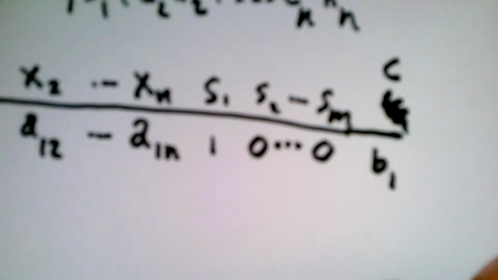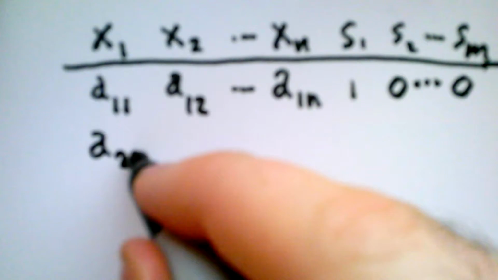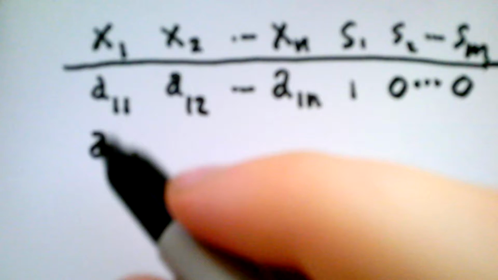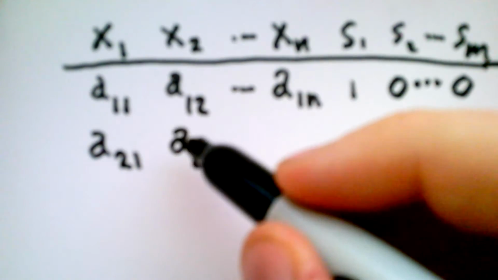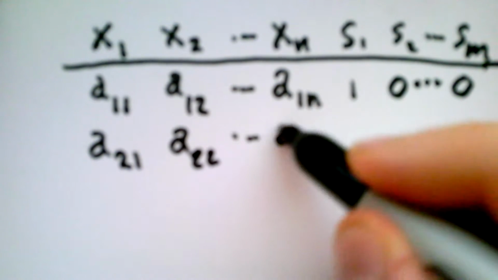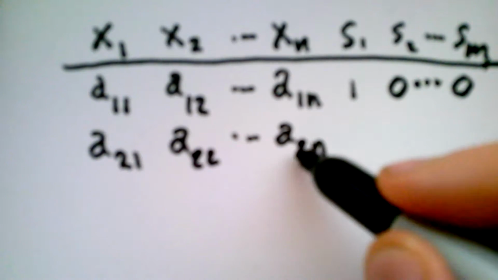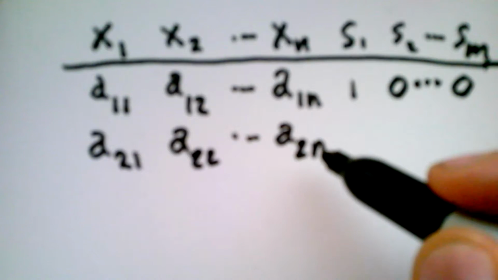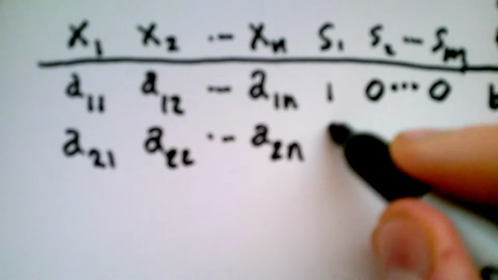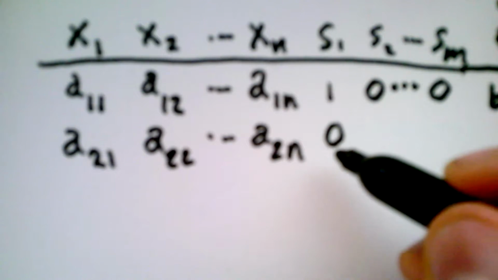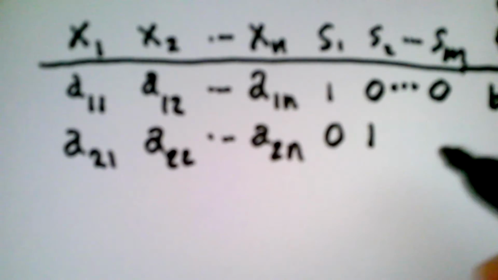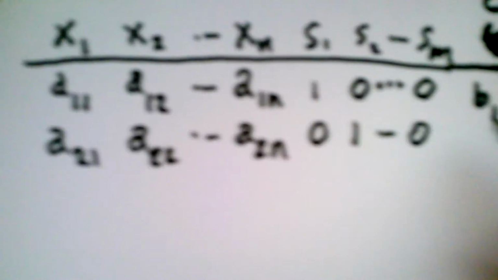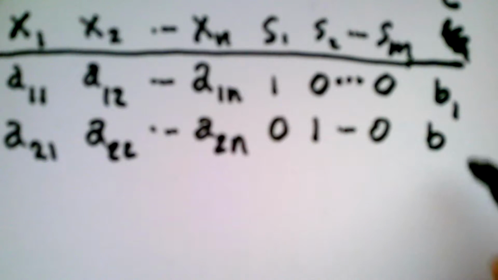Okay, so the next row would be, of course, using the second equation. You take the coefficient of the first variable for the second equation, the coefficient of the second variable in the second equation, up to the coefficient on the last variable in the second equation, so a2n, second equation, last variable. You get a 0 here because this is the second equation, not the first. You get a 1 here because this is the second slack variable and the second equation. You get zeros in all the other slack variables, and then you have your constant for your second equation.